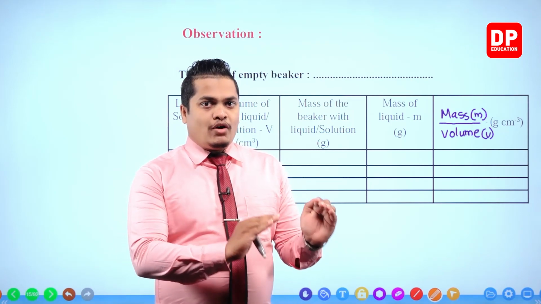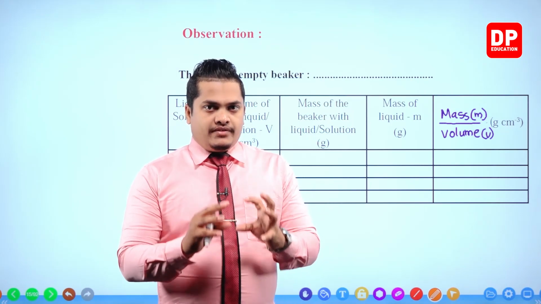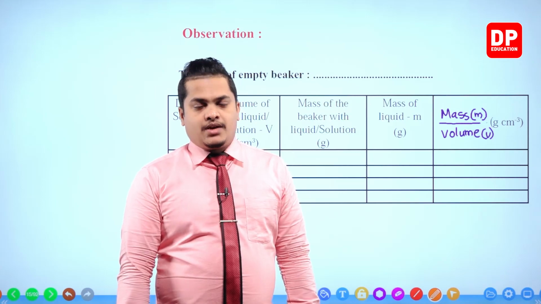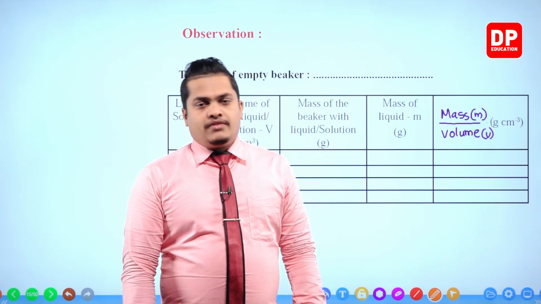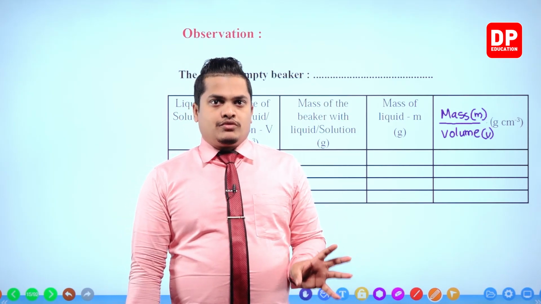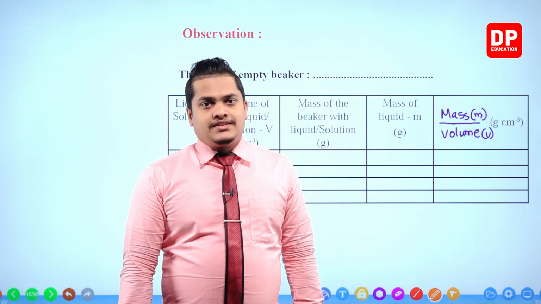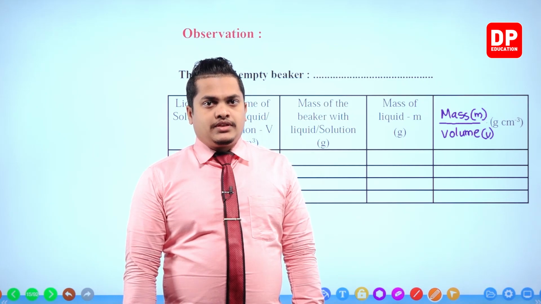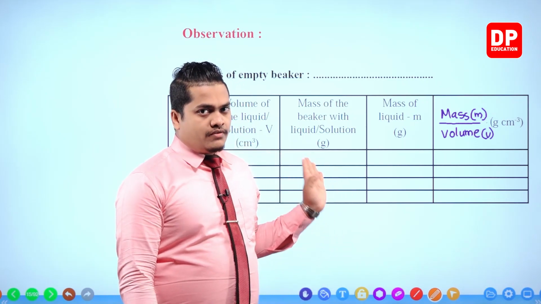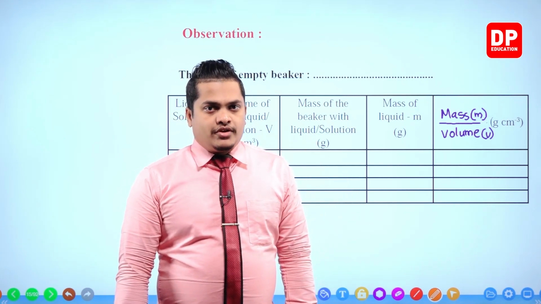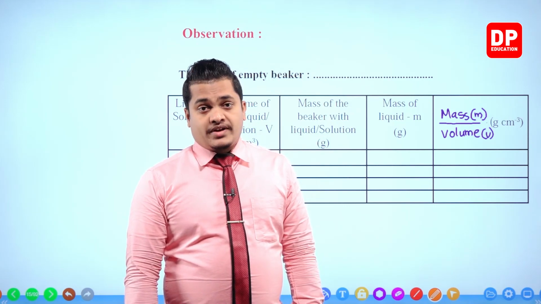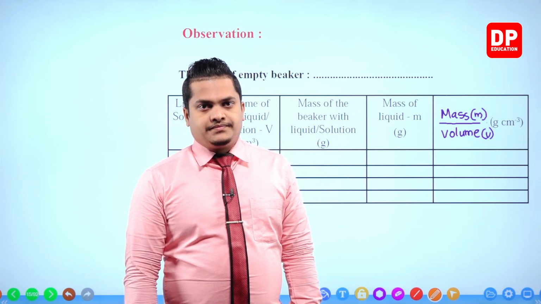We'll take 3 of these each and we'll measure their masses separately by using the beaker. Then once again we'll come into the classroom. Then we'll calculate the densities of the liquids by using the table which is over here. So let's head on to the laboratory and conduct the activity.